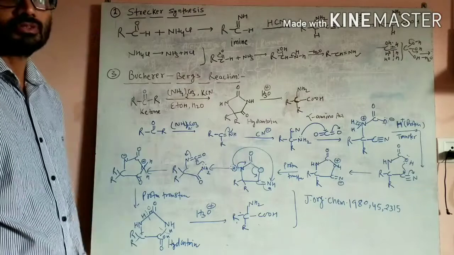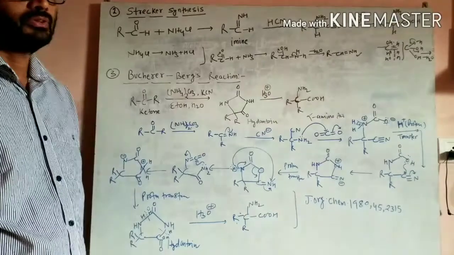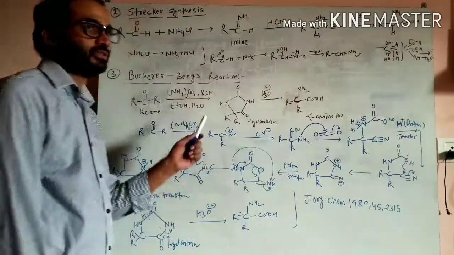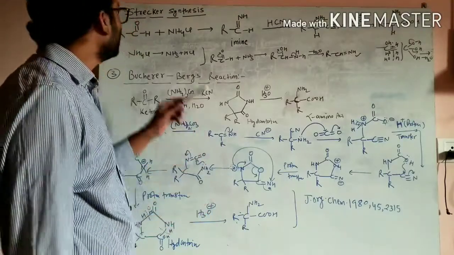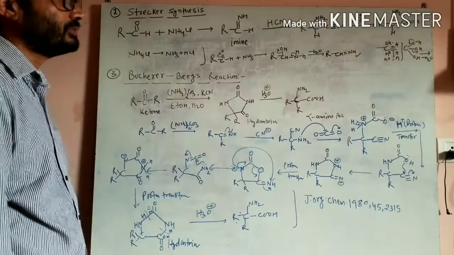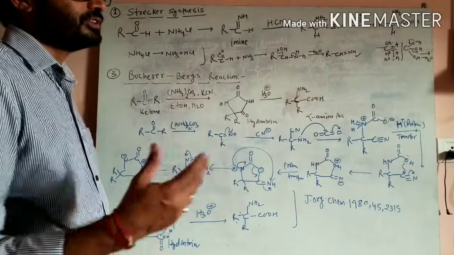In the previous lecture, I started the synthesis of alpha amino acids, and we are continuing the synthesis of alpha amino acids in this lecture also. Now, the second method for the synthesis of alpha amino acids is Strecker synthesis. What is Strecker synthesis?